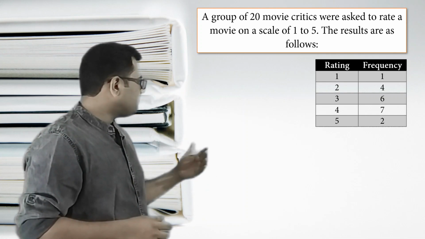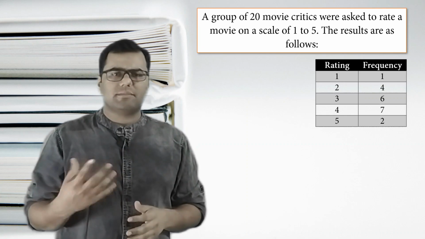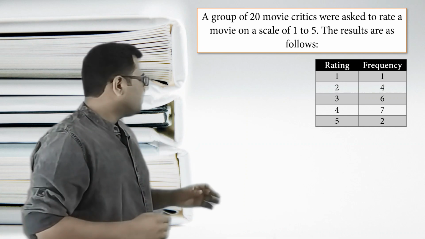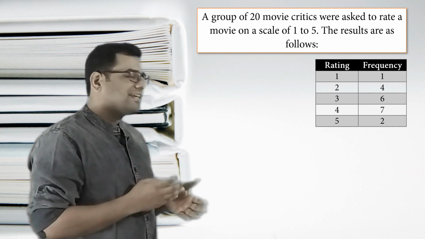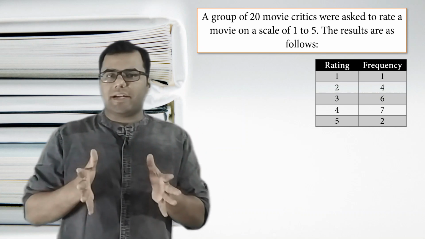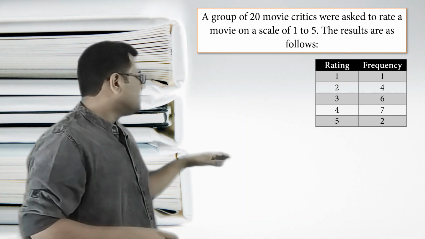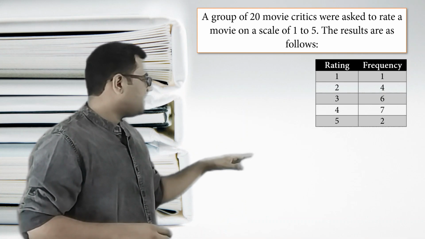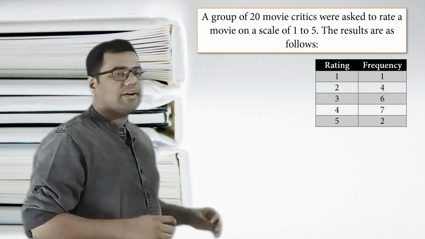Now the problem may ask us what is the average, what is the median, and what is the mode. Similarly, I can also ask you what is the range. Now you need to understand what this frequency is telling us. It is telling us that of those 20 different movie critics, only one gave the movie 1 star, 4 movie critics gave the movie 2 stars, 6 gave it 3 stars, 7 gave it 4 stars, and only 2 gave it 5 stars.